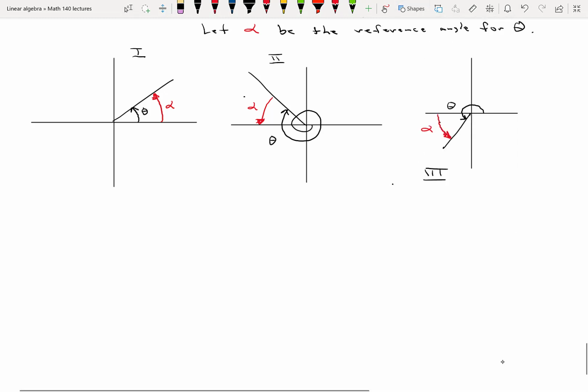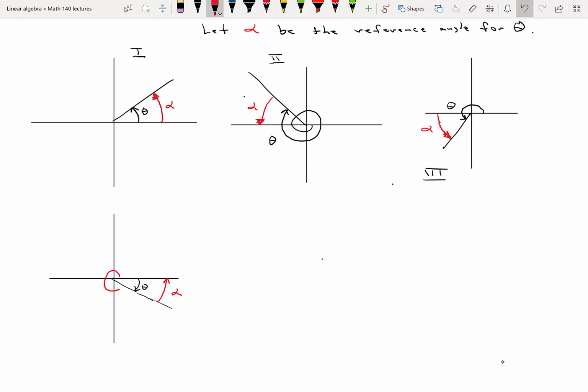How can that be, Professor Leon? You're drawing 5 angles, but there's only 4 quadrants. Well, hang on. Here's the angle theta. Let's say this is the angle theta. Here's the reference angle. So if theta is negative or positive, theta could have also been that angle. Theta could also have been the positive angle. It makes no difference whether theta is positive or negative. But the reference angle, whether theta is that negative angle or the positive angle, is alpha. Okay, so here's one more.